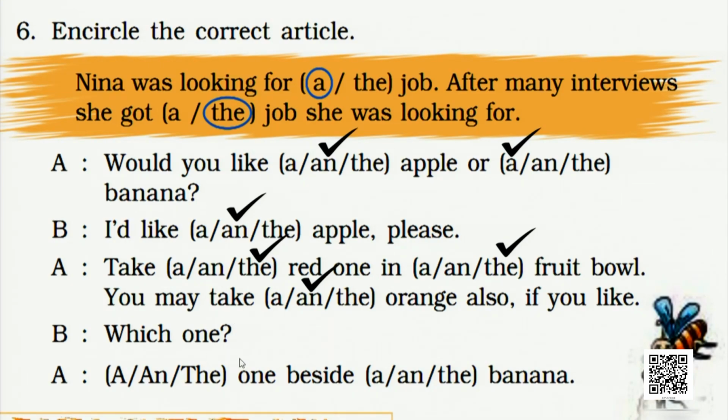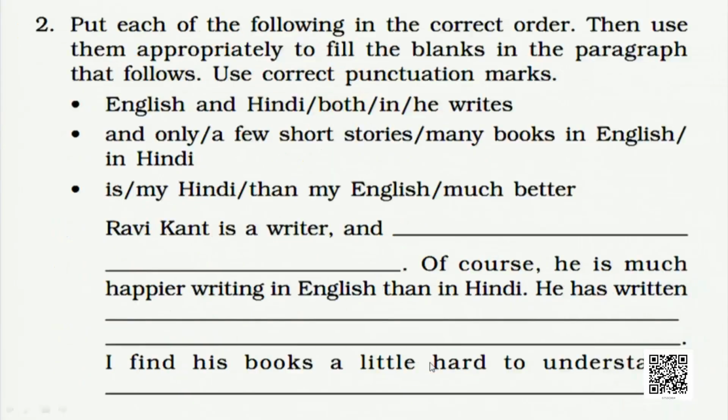Which one? Okay, which one? Now he is pointing at the orange that we like. So dash one beside dash apple. Now banana also we know which is it, and the orange also which he is pointing to. So what will we tick? The one beside the banana. Yes. So that is the answer to this exercise. Let's go on to the next exercise.